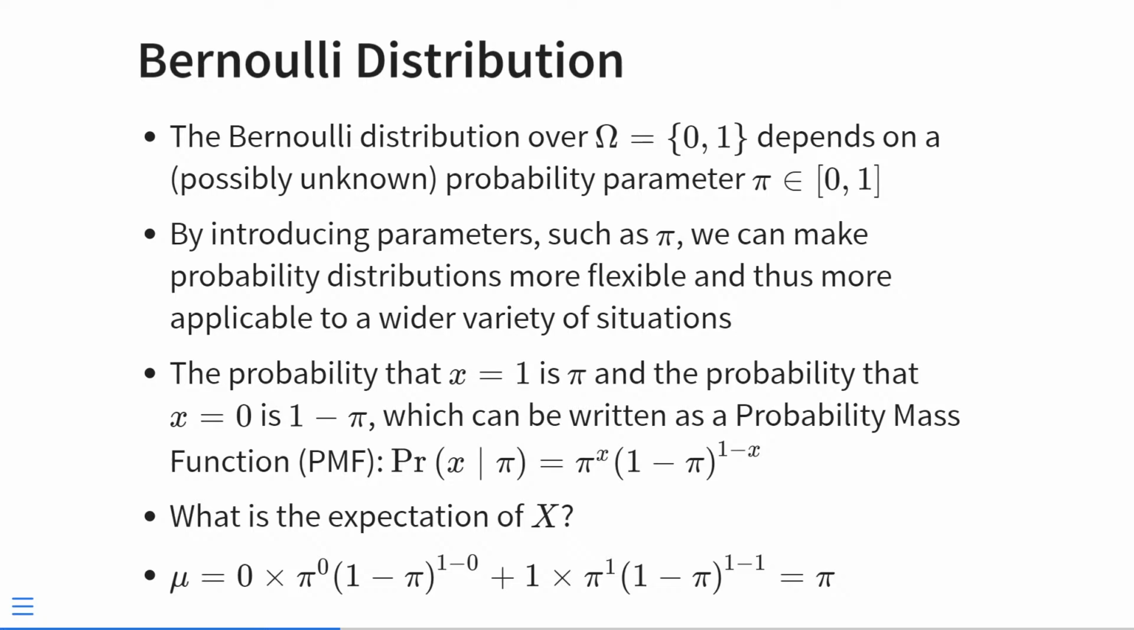Pi is a real number between 0 and 1. So generally it's going to be strictly between 0 and 1. So the sample space here is 0 and 1. And the expectation is in between those two integers in general.